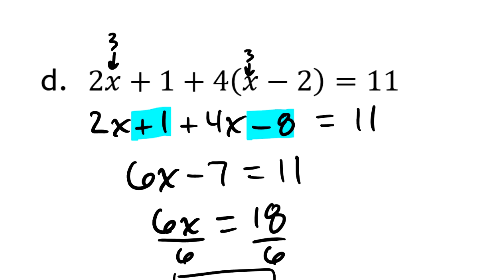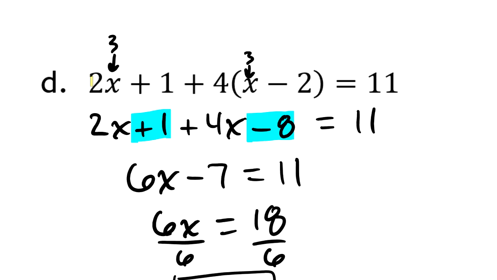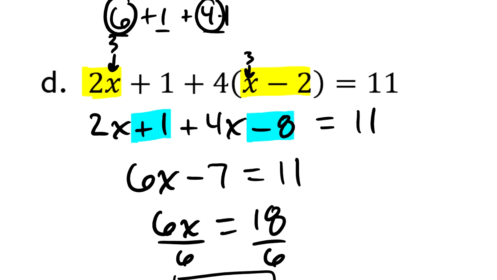So x is 3, and if I check it by plugging in 3 here and 3 here, I should get 11 on this side. If I look at this, 2 times 3 is just the number 6. So I've got a 6 plus a 1. And then over here I've got 3 minus 2, which is 1. So this becomes nothing more than plus 4 times 1, which is just 4. So you can see I've got 6 and 1 is the number 7, and 7 plus 4 is 11. Probably better is, 6 and 4 is 10, and 10 plus 1 is 11.